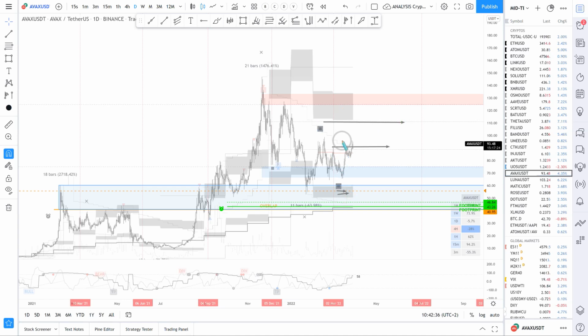Though don't buy it here. If you want to buy it, you need to be patient. In my personal opinion, it requires going there first and then there, and this is where I'll be willing to buy AVAX. So I think it needs stabilizing. I think it's among the projects that will not make all-time highs in 2022.